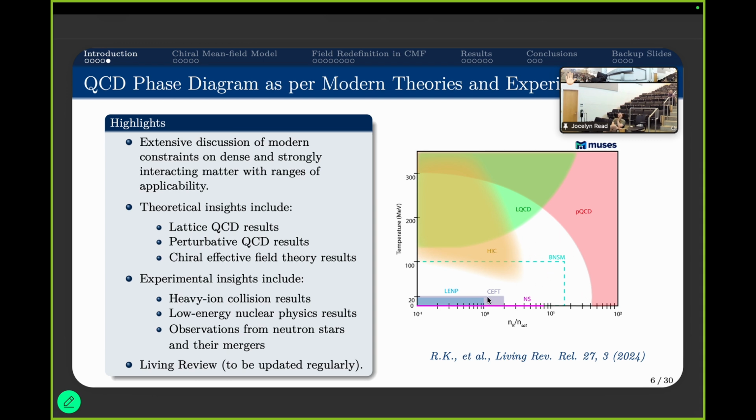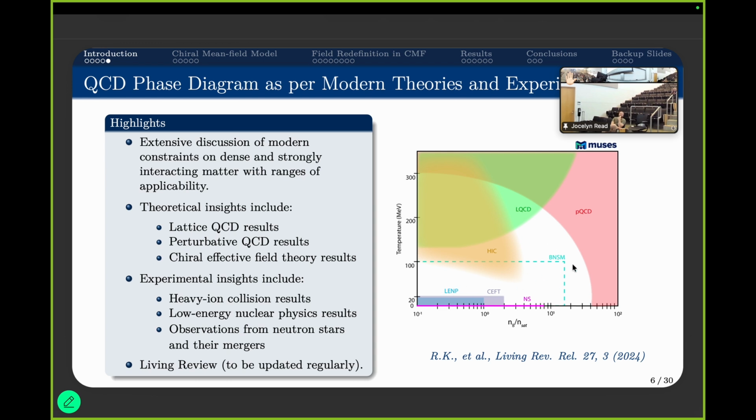So all these constraints have been encapsulated in our review article, which has been published in Living Reviews in Relativity in 2024, and the idea is to update these constraints every 4 years. So these are the regions where we can constrain the equation of state in QCD. But what about the white region? The white region is the region where no direct theory or experiments can be applied to constrain.